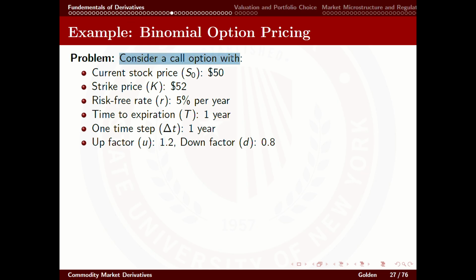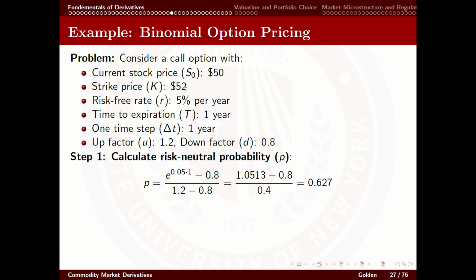So consider a call option with a current stock price of $50, a strike price of $52. So if the price is greater than $52, you can buy at a lower price than the current price, and so the option is in the money if the price is greater than $52. The risk-free interest rate is 5% per year. Time to expiration is 1 year, and one time step is 1 year. The up factor is 1.2, down factor is 0.8.